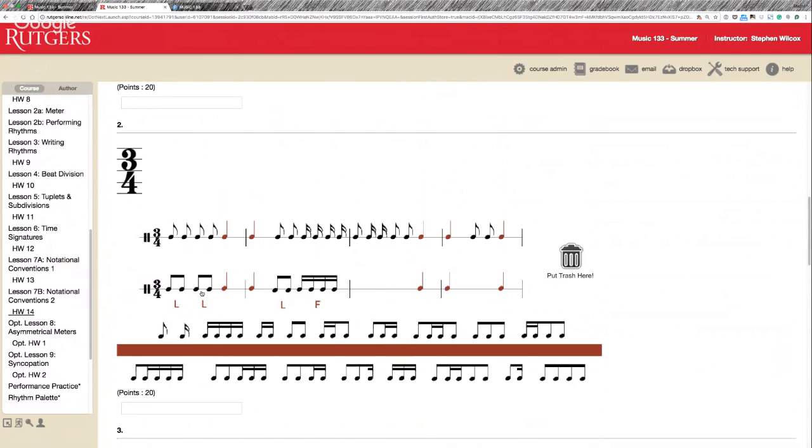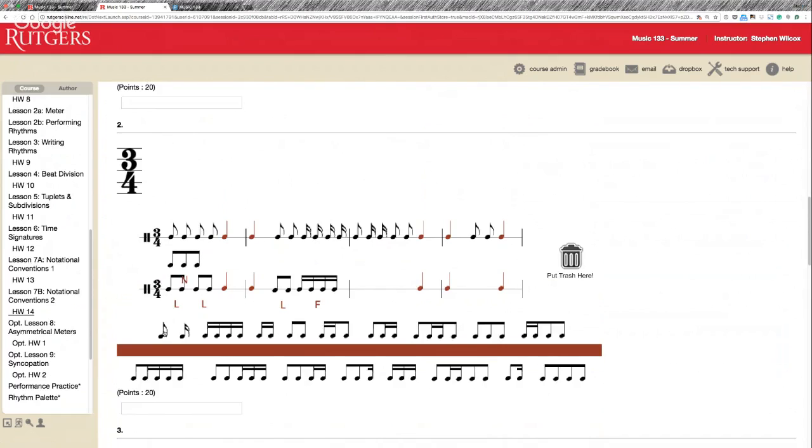We still have the same number of 8th notes in 3/4 as in 6/8. There's still 6 8th notes, but in 3/4, it's divided into 3 parts instead of 2 parts. So we don't have as many in each part. And just so you can see the difference, why does it matter?